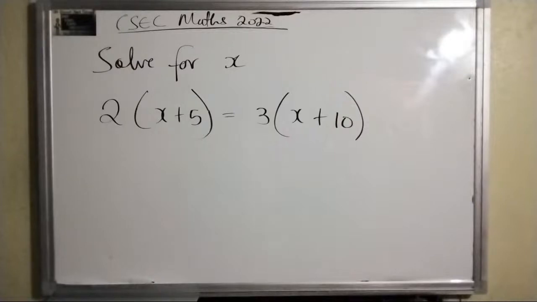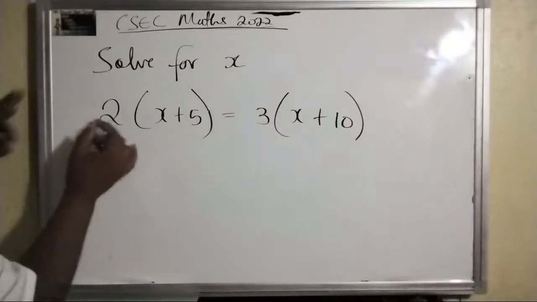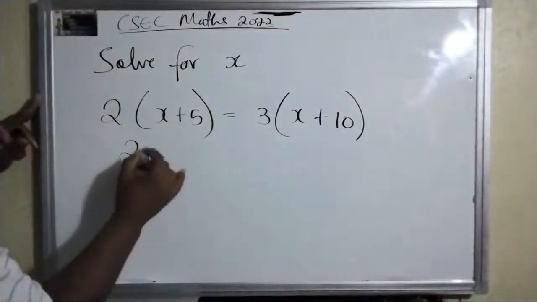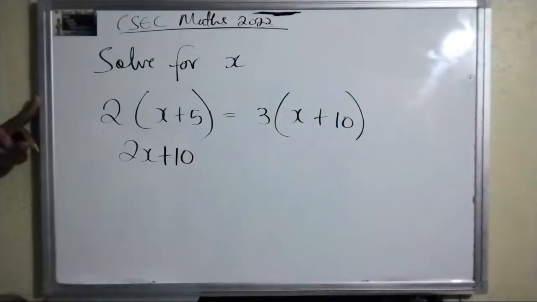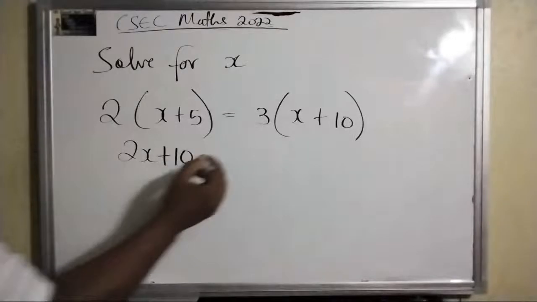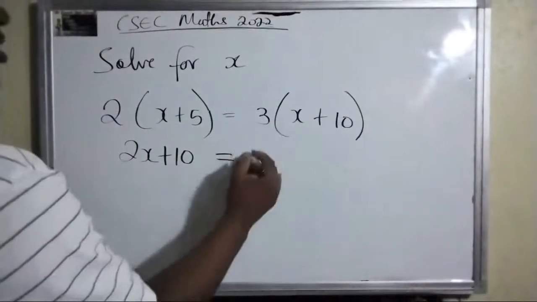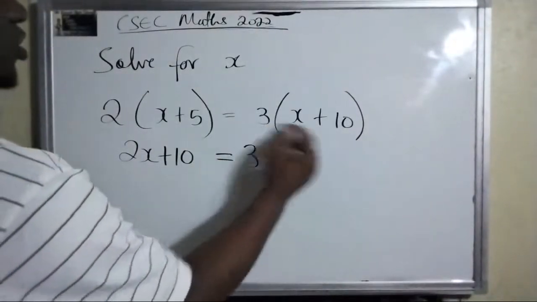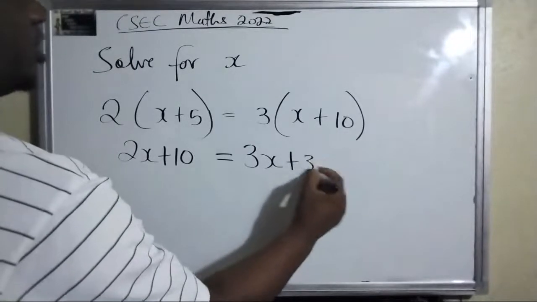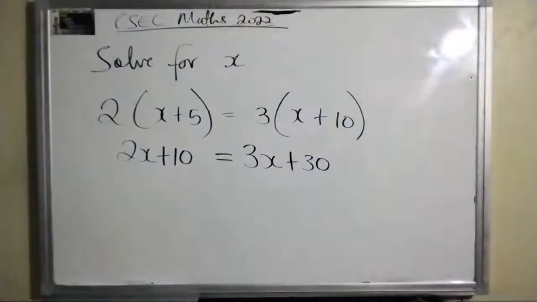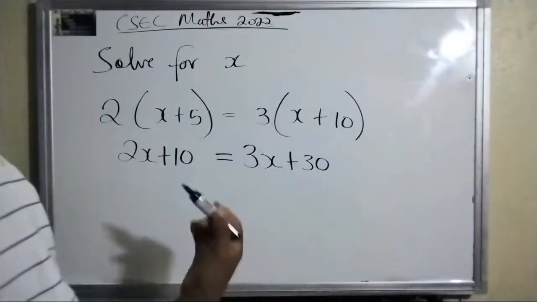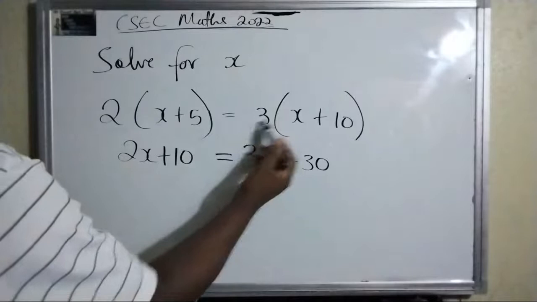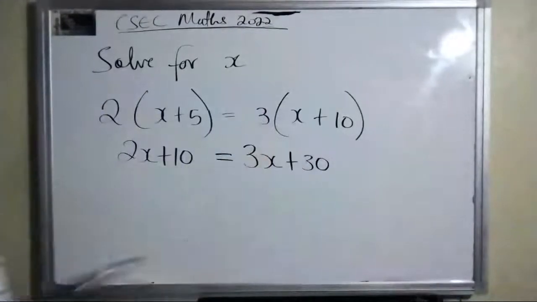So first, remember what a bracket means in maths. It means to multiply. So it will be 2 times x, that's 2x, and 2 times 5, that is 10. So we remove the bracket, and we'll do the same here. 3 times x would be 3x, and 3 times 10 will be 30. A common error is that students will multiply by 3 to get 3x and then put plus 10. Guys, you have to be very careful because this means both of them are multiplied by 3.